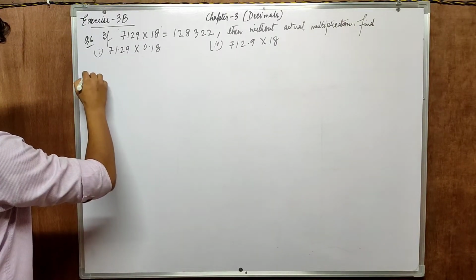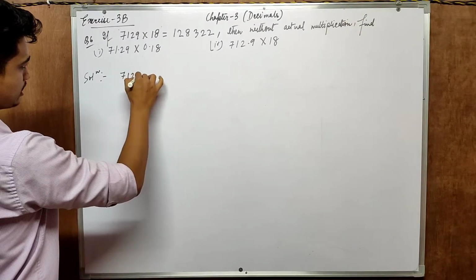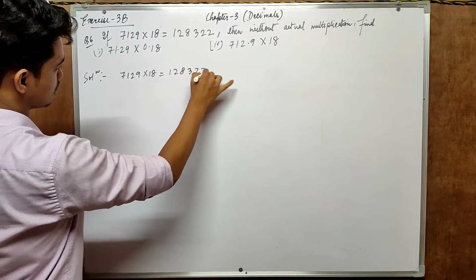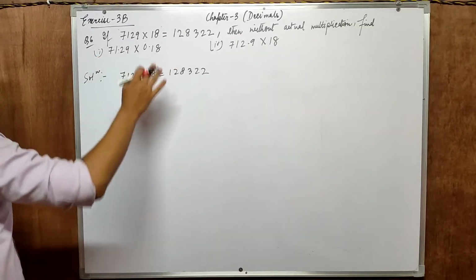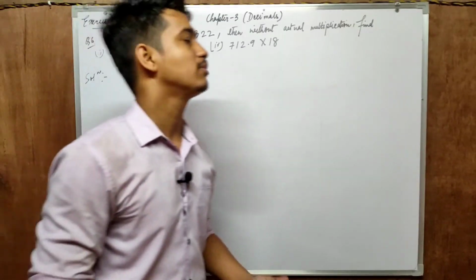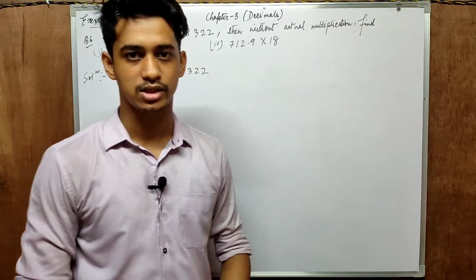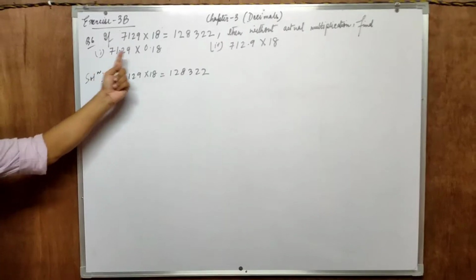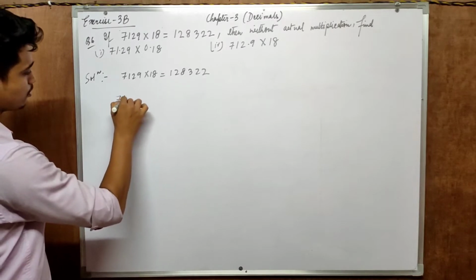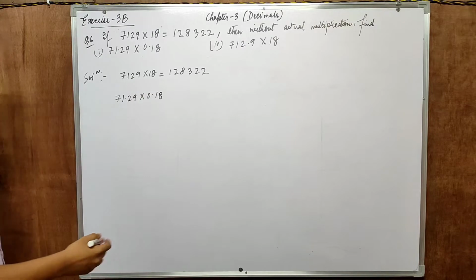So what I just write as the solution: 7129 into 18 equal to 128322. It is given, no? In the question, they asked that without actual multiplication, that we don't need to do multiplication, can we find out the answer of this particular question? So what is the question over here? That is 71.29 into 0.18, right? That's it.